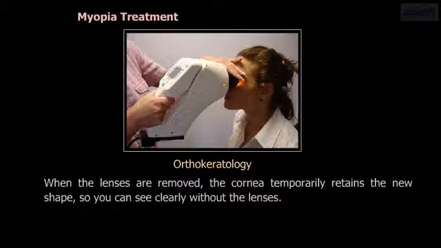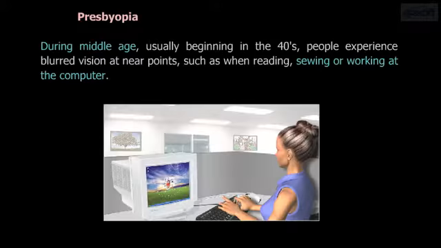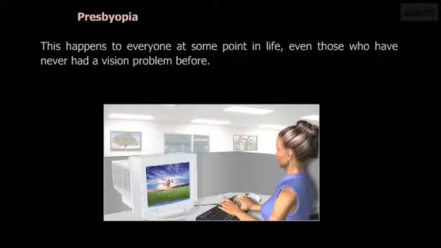Presbyopia. During middle age, usually beginning in the 40s, people experience blurred vision at near points such as when reading, sewing, or working at the computer. This happens to everyone at some point in life, even those who have never had a vision problem before.